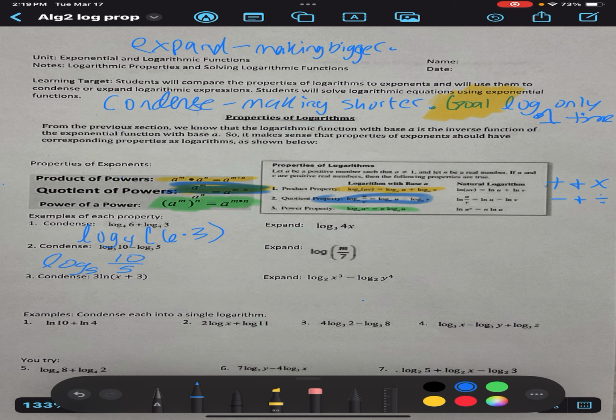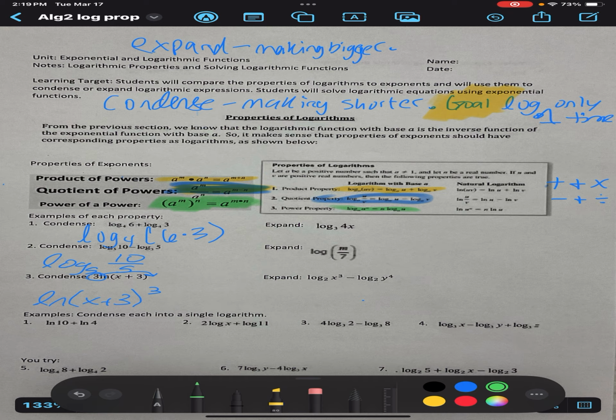This next one, I know it looks a little tricky, but really we are just taking care of this power right here. When there is a number out in front, that is the exponent. So it's going to be ln of (x plus 3) cubed. And it is important that you write x plus 3 in parentheses, because if you do not, that is not going to be the same expression.